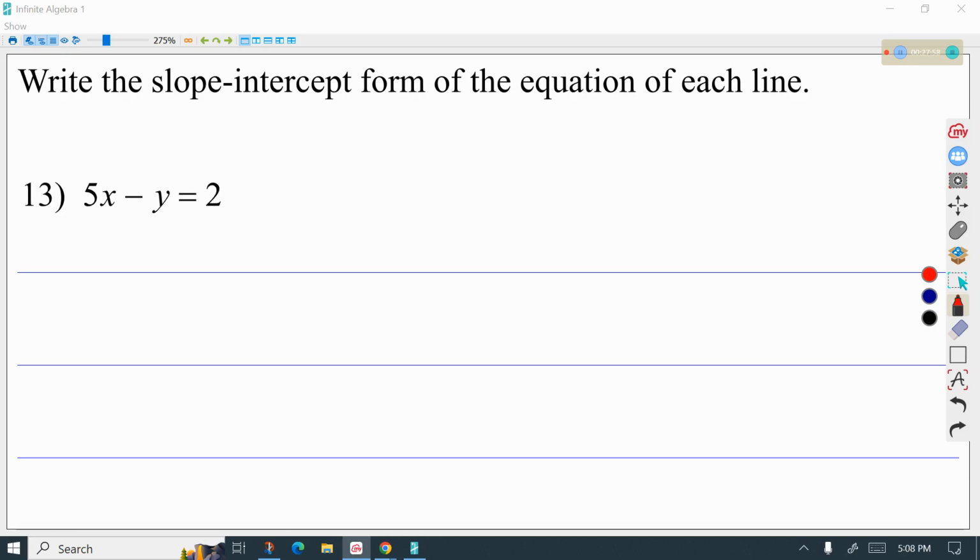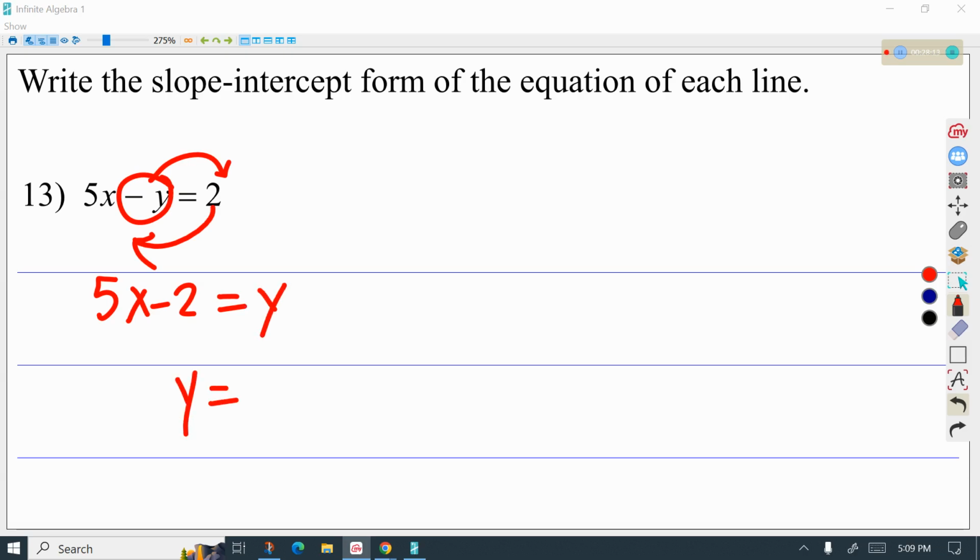In this case, I feel like I can't help it, alright? I want to move the y to the other side because then that's going to make it positive. And if I move the 2 over there, it's going to be negative, right? So in my head, this is the way I see it. 5x minus 2 equals y. But that's the same thing as y equals 5x minus 2.